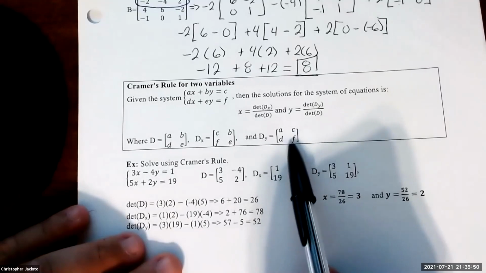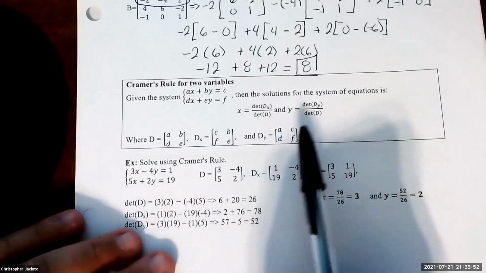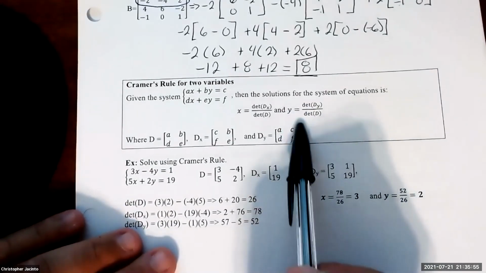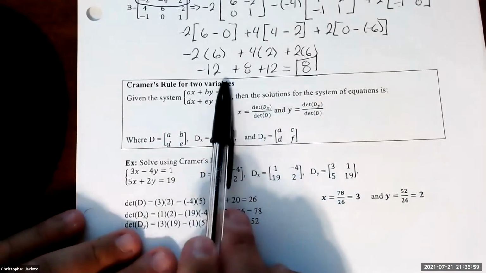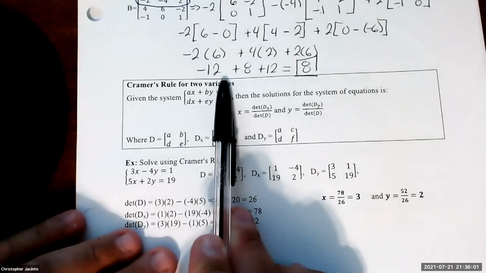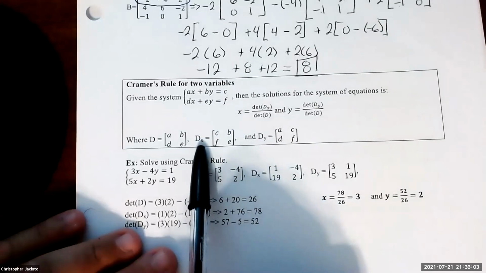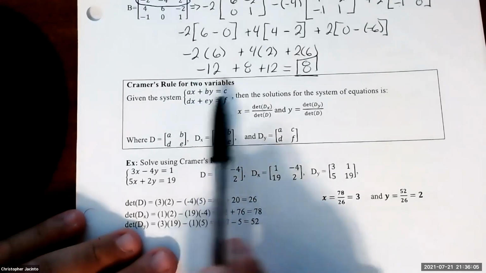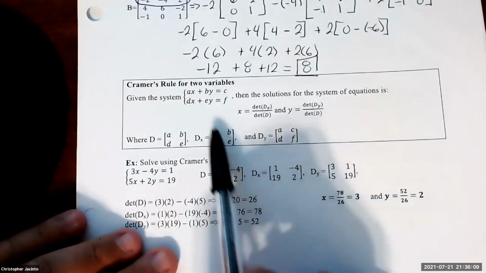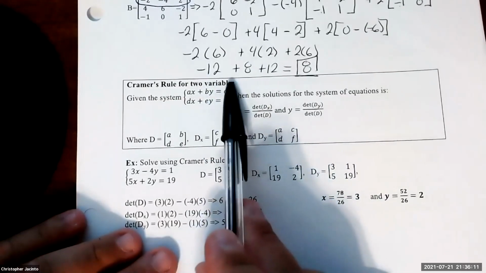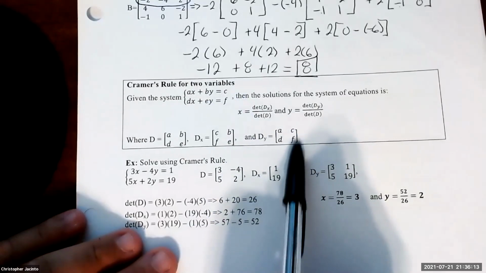Okay. And it's kind of funky, but it does actually work out. It's pretty crazy how they learned how to do this way back in the day. So again, I'll talk about it. D is just the x and y variables, just like regular old ones. Dx means I'm replacing the x values with what they're equal to, and dy is just the opposite. I'm replacing the y values with what they're equal to there.